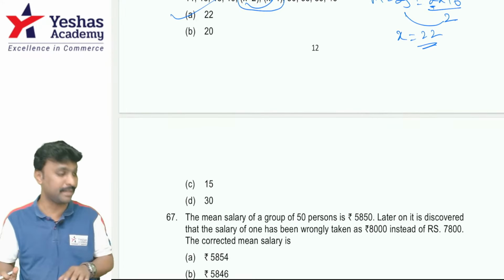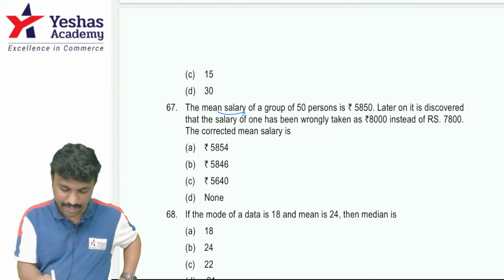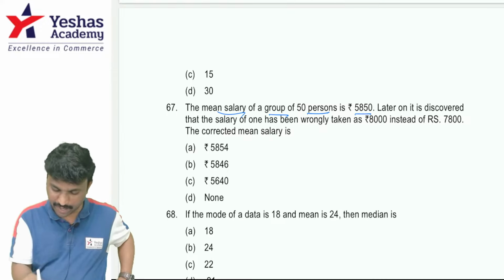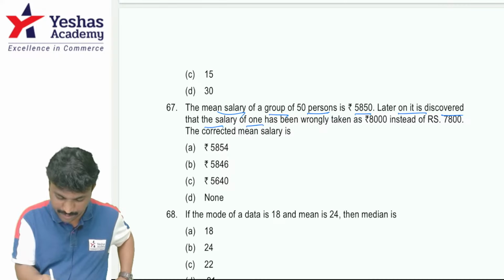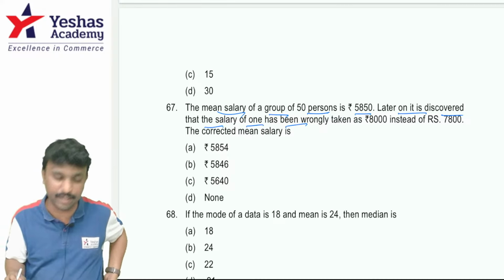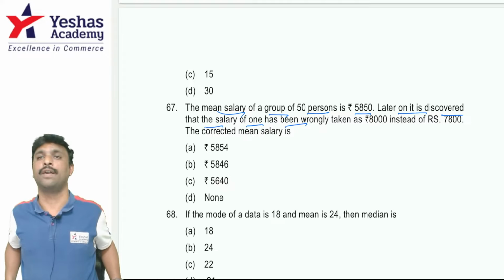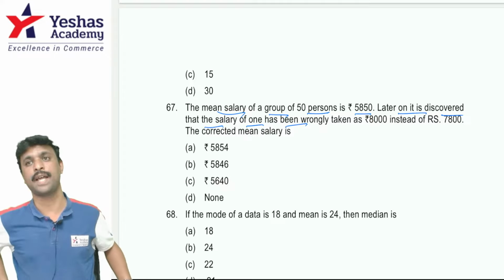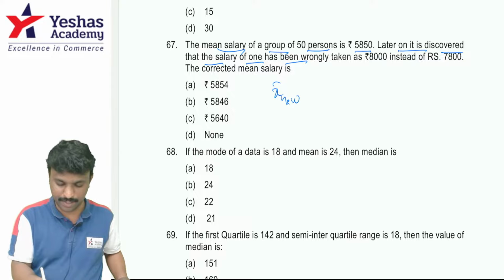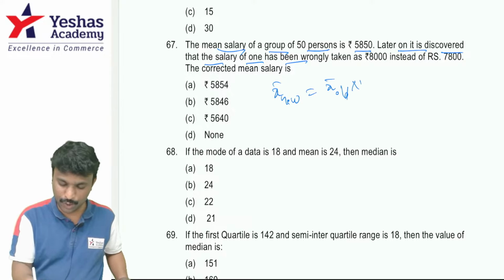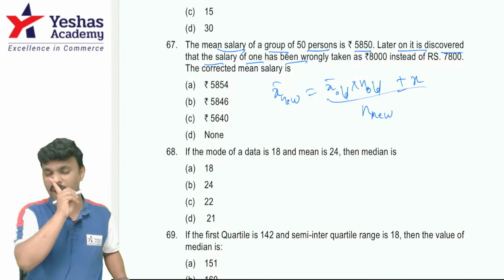So option A is the right answer. The mean salary of a group of 50 persons is 5850. Later on, it's discovered that the salary of one has been wrongly taken. Whenever a wrong observation needs to be corrected by the correct observation, or a new observation is added, or one of the observations is subtracted, you can use that one-liner. What is that I gave you? X bar new is equal to X bar old into n old plus or minus x, divided by n new. Guys, the wrong observation is corrected by the correct observation, so the number of observations initially and finally will remain the same.